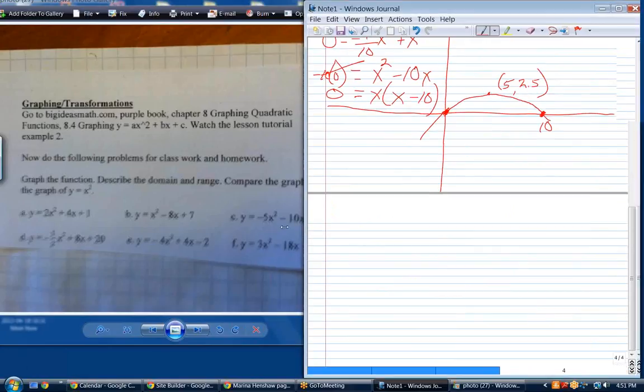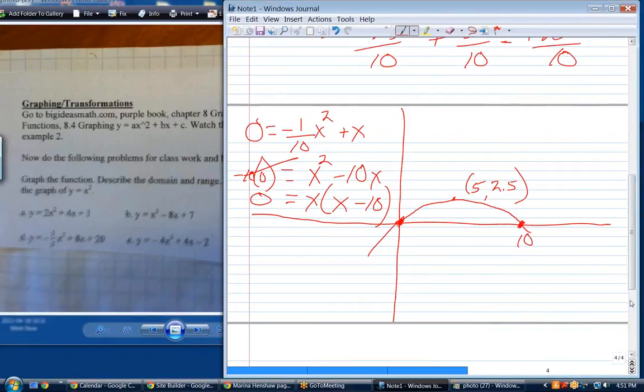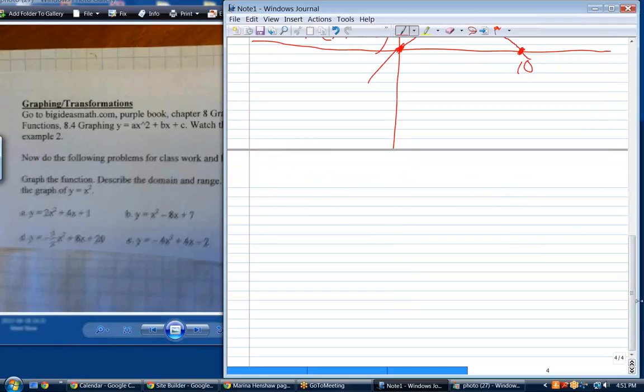All right, let's start with A. Y equals 2x squared plus, what is that letter? 4x plus 1. Graph the function, describe the domain and range, and compare it to the graph of y equals x squared. Okay.